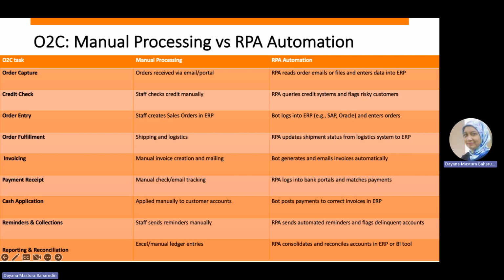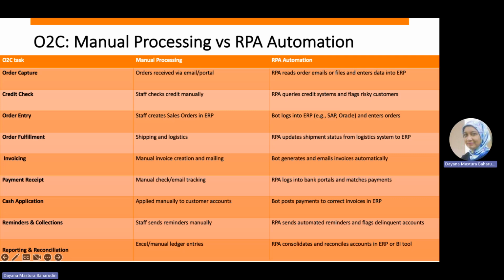So let's look at this first O2C task, order capture. Usually the orders will be received via email and portal. If you're working in the O2C department and doing it manually, you'll get email requests from your customers, order requests from your customers via email, or the portal on your website.